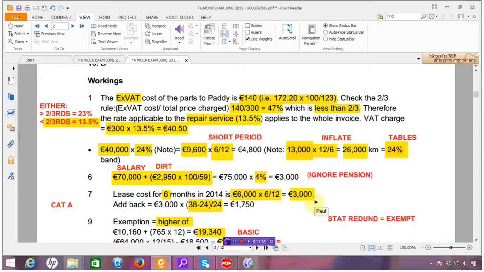So what we're looking to do based on a Cat A car is see how much of that is actually going to be added back in the computation. And for a Cat A car, we should be aware of the fact that we simply slot in the full value of the car, take off 24, and then divide by 24, and that's how we get the add back. Okay, so apologies for that little error there in relation to the date, but just watch out for which category the car is in, get the right formula, and then just add back the relevant amount.